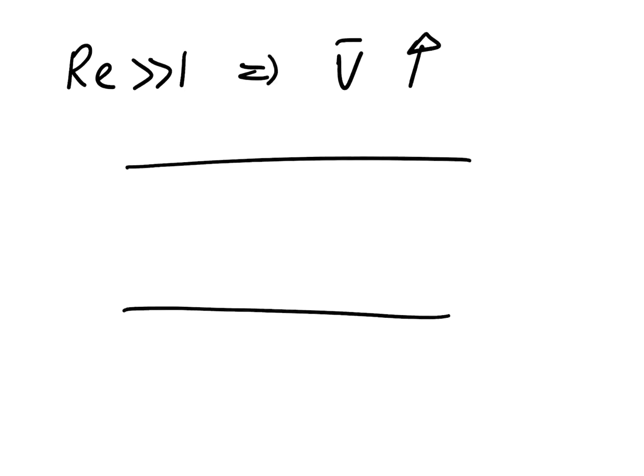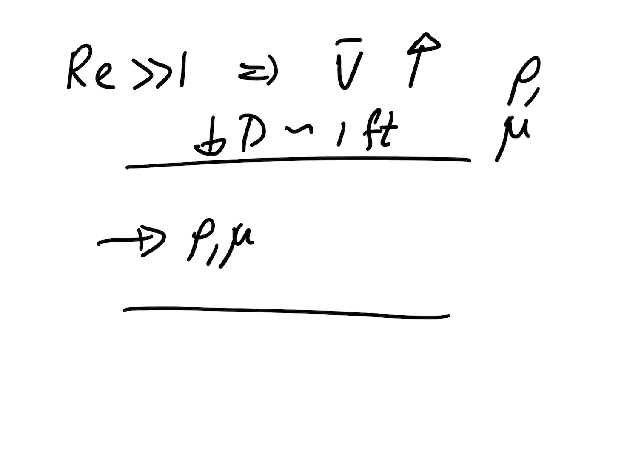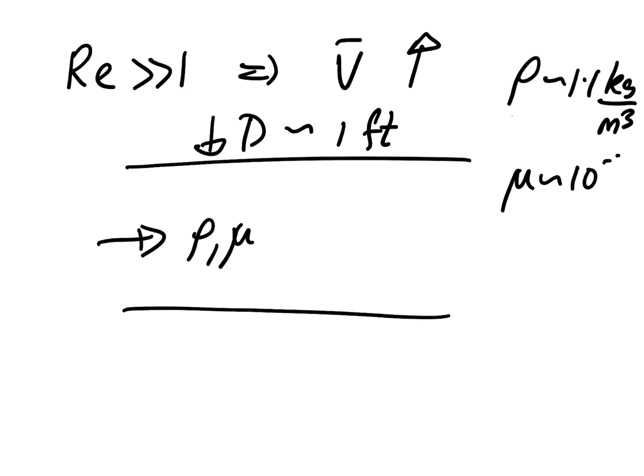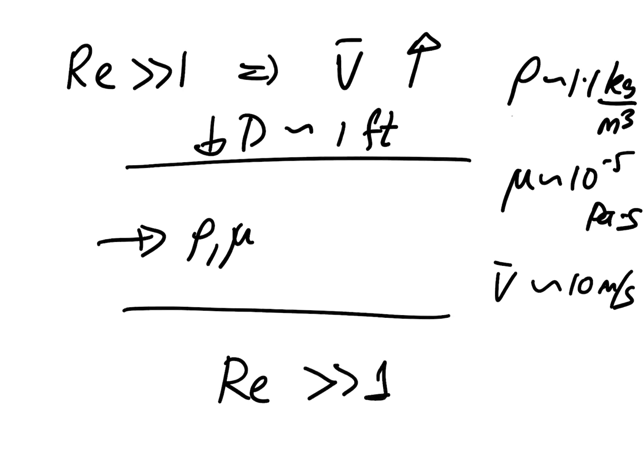The Reynolds number is much more than 1 usually if the velocity is high. If you have a pipe flow, let's say your pipe diameter is about 1 foot. If your fluid is, let's say, air, rho for air is around 1.1 kg per meter cube. Viscosity for air is around 10 power minus 5 Pascal second. And if your velocity is even a few meters per second, then your Reynolds number could be more than 1.